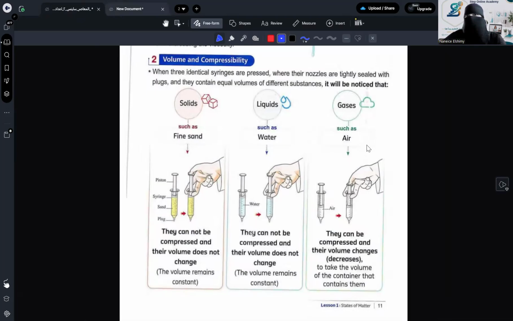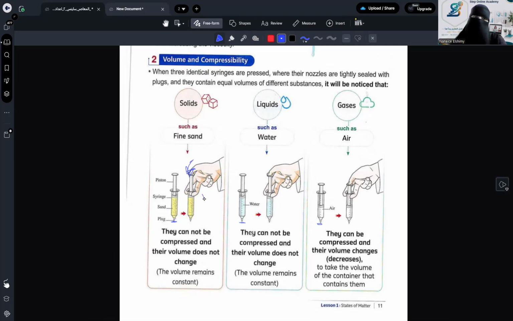of the three states. Here I have the volume and compressibility. Here in this experiment, I get 3 syringes and I put a plug in the 3 of them, okay? And I put in the syringes sand and water, and the last one was empty because it has air. And then we will compress it, okay? I press on the syringe from here. What will happen? Can you say?